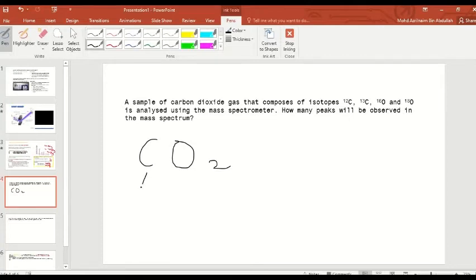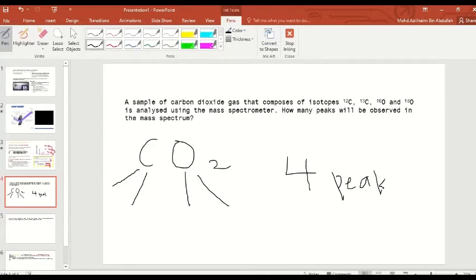Okay, kita akan ada 1 peak untuk carbon. Okay, how many peaks you observe? Okay, akan ada untuk oksigen juga. Okay, untuk oksigen kita ada oksigen 16, oksigen 18. Untuk carbon kita ada carbon 12 dengan carbon 13. So ada berapa line? Kita ada 1, 2, 3, 4. Okay, so kita akan ada 4 peaks.